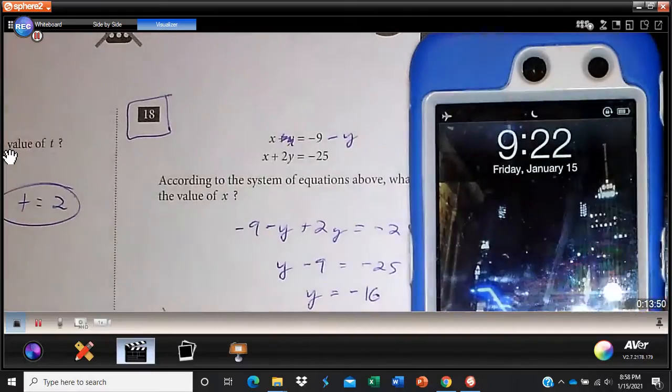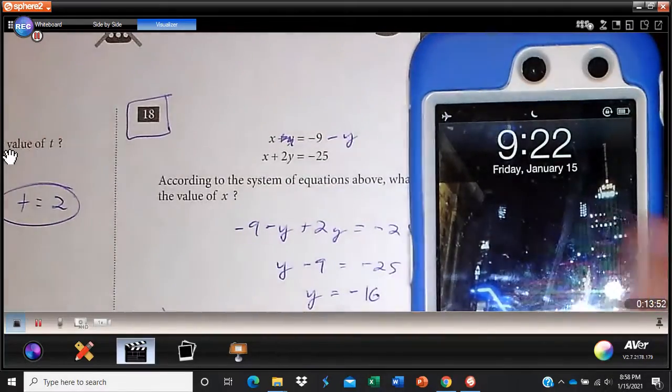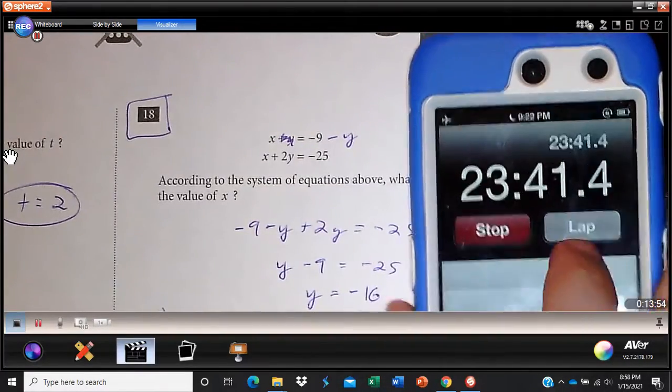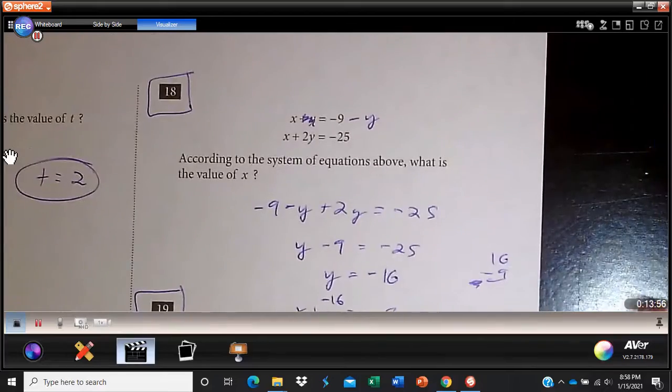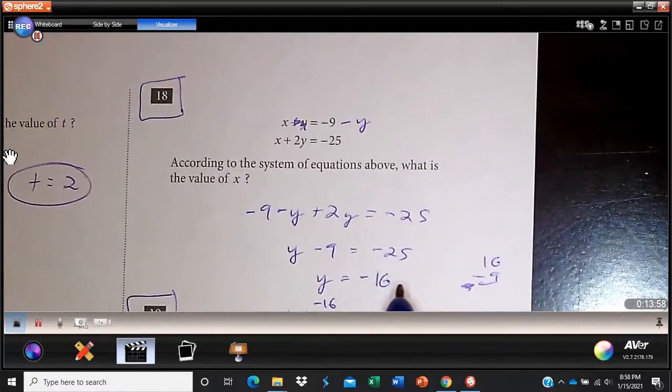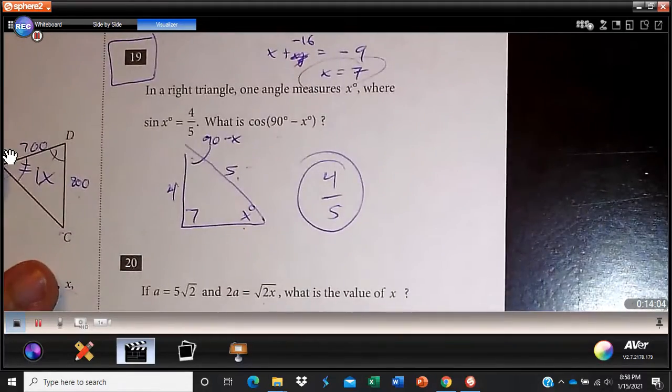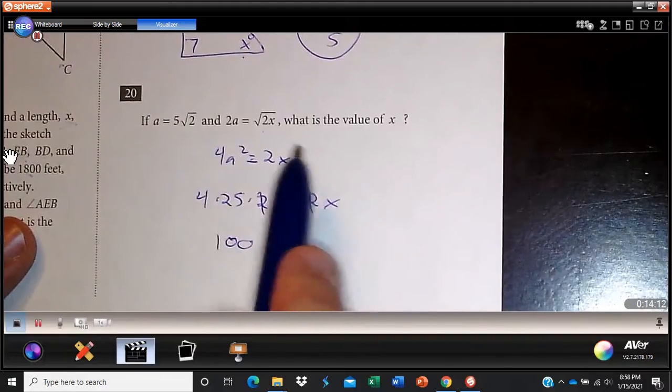18, let's see how much time I have left. Oh, I have like a minute, okay. So 18, I said x is equal to, well, actually, that's going to take a while to check. This one, just kind of thinking of the logic, I think that one's fine. Dupe. And then this one, what's the value of x?